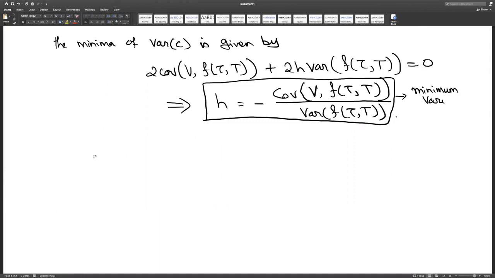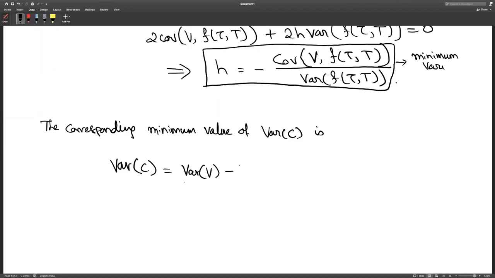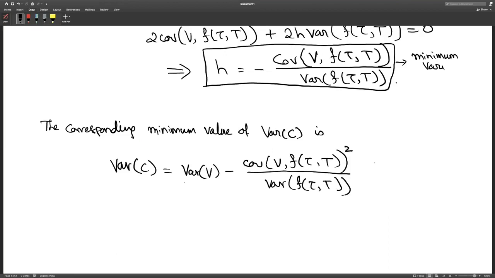That is given by variance of C equal to variance of V minus covariance of V comma f of tau comma capital T, squared, divided by variance of f of tau comma capital T. So that is covariance of V comma f of tau comma capital T squared divided by variance of f of tau comma capital T.